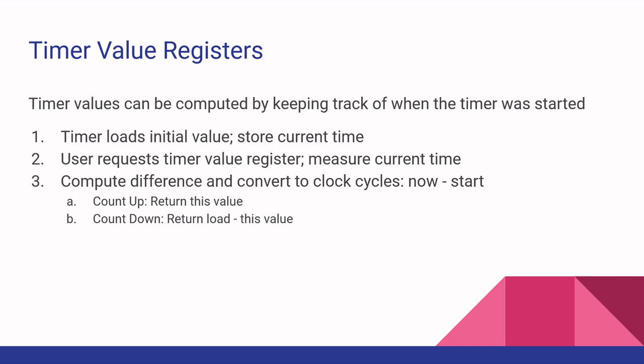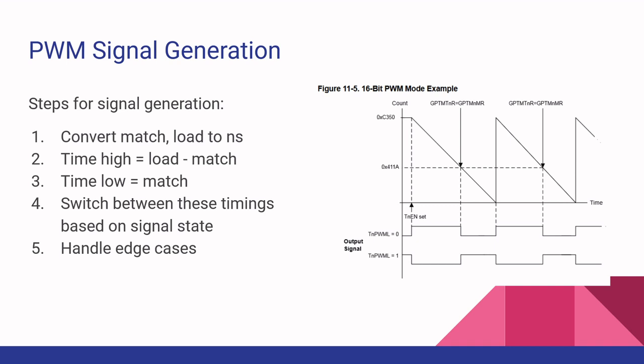So first, whenever the timer gets loaded its initial value, the load value, we will store the current time in nanoseconds in the device state. And then whenever the user requests a timer value register, we can measure the current time in nanoseconds and then compute the difference and then convert that difference into clock cycles. And then depending on the count direction, we can either return just the value if it's counting up from 0, or if it's counting down from the load value, we can take the load value minus the difference, and then that will give us the proper register value for the timer.